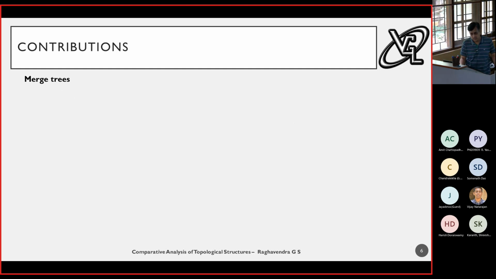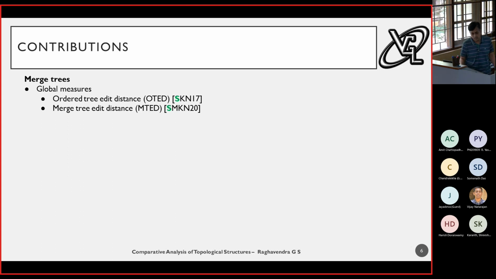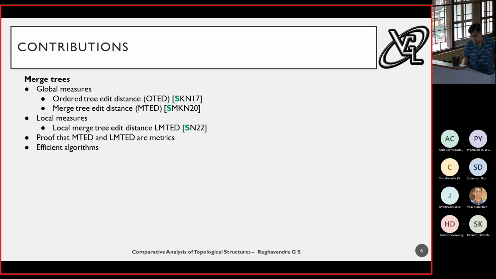So here are the contributions. We divide our contributions into two sets, one applicable to merge trees and the other applicable to extremum graphs. In the case of merge trees, we again have two sets of measures: a set of global measures and a local measure. We define two global measures: the ordered tree edit distance and the unordered, or merge tree edit distance. We also have a local measure to aid local comparisons, called the local merge tree edit distance.